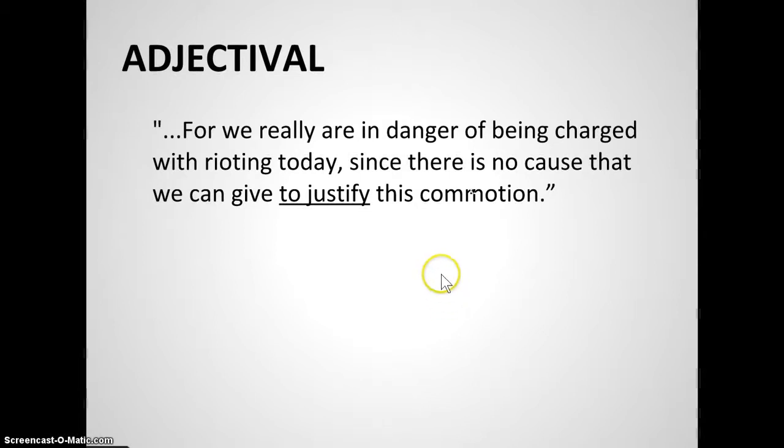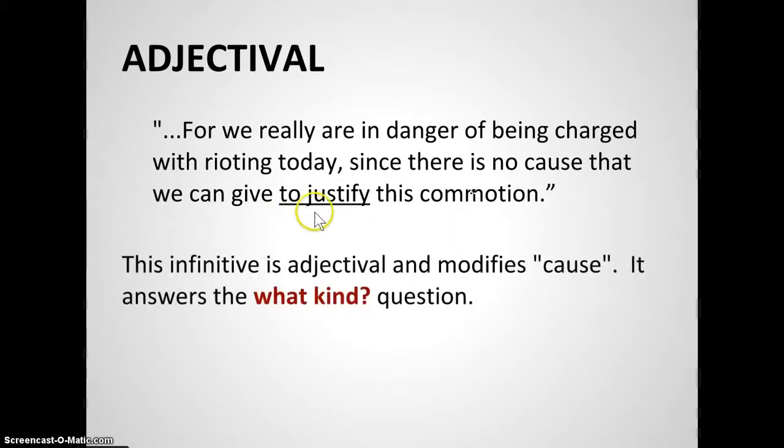Now let's move on then and look at an adjectival infinitive. Now again, this is going to be more difficult, but notice this sentence: for we really are in danger of being charged with rioting today, since there is no cause that we can give to justify this commotion. So this is Paul in the city of Ephesus. And you'll remember the great riot, commotion that started when Paul preached the gospel there. But notice the infinitive here, to justify. Well, to justify is telling us more about this word right here. In fact, it's answering the what kind question. What kind of cause are we talking about here?